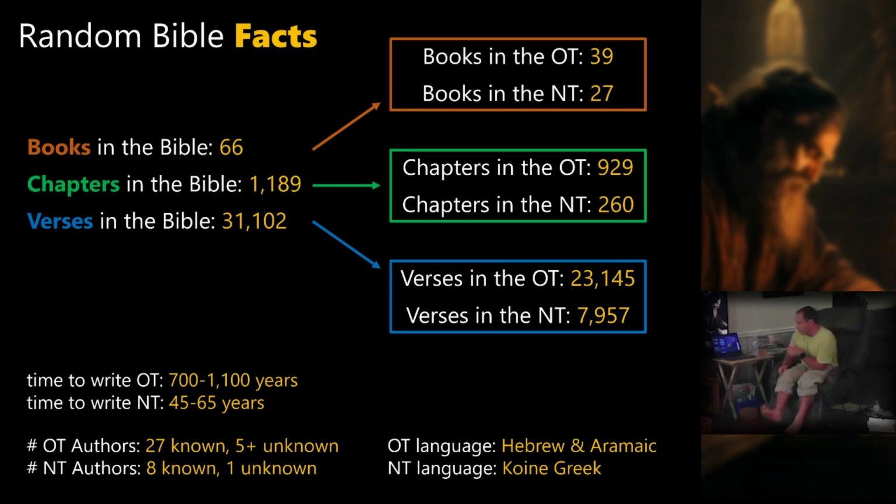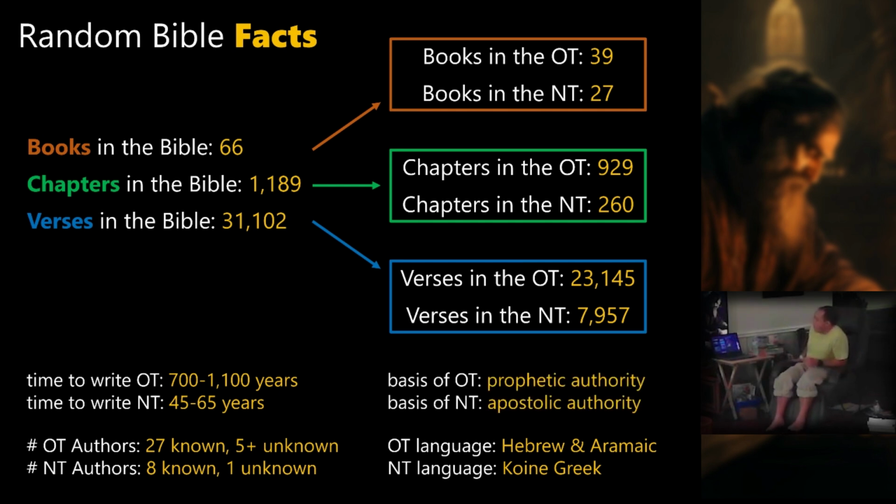The Old Testament was primarily written in Hebrew, but there's a little bit of it that's also written in Aramaic. Meanwhile, the New Testament was written in Koine Greek, and Koine means common, right? So there's different types of Greek. Koine was the common tongue, right? It wasn't sophisticated Greek, it was just the tongue of the common people. And then the basis of the Old Testament was prophetic authority, while the basis of the New Testament was apostolic authority. There you go. There is the structure of the Old and New Testament in the Bible.